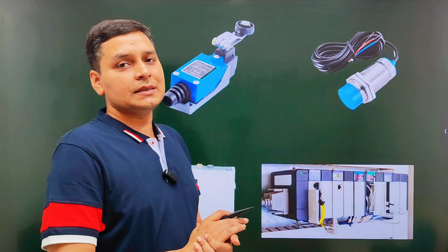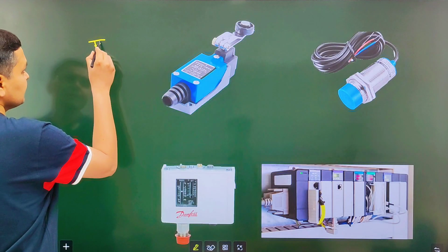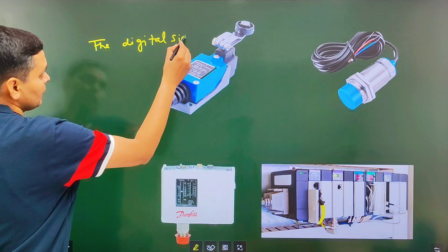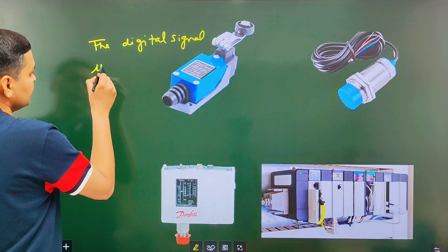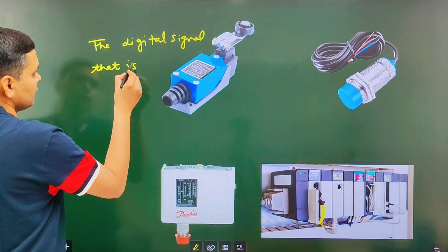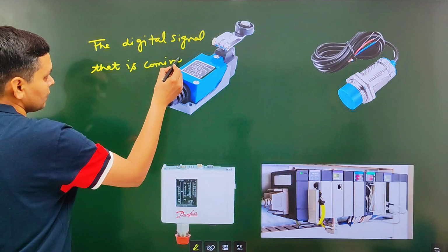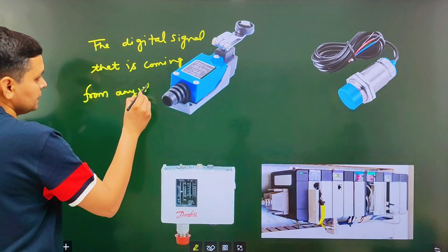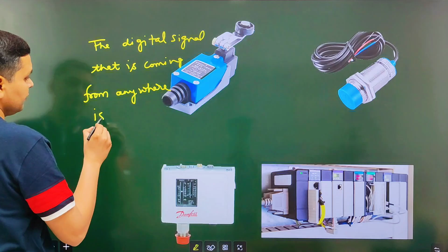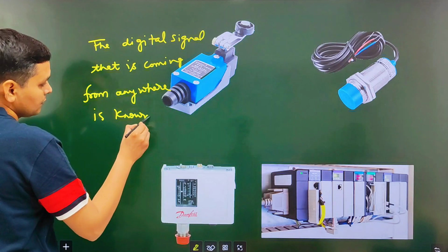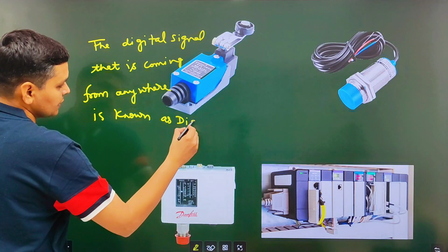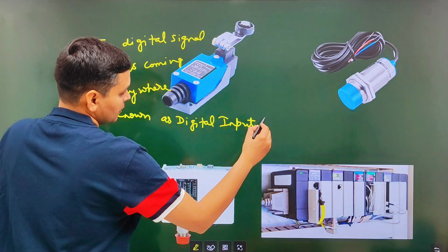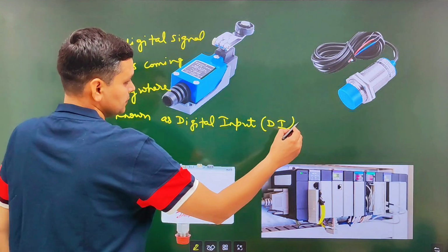So you can write the definition as: the digital signal that is coming from anywhere is known as a digital input signal, or DI signal.